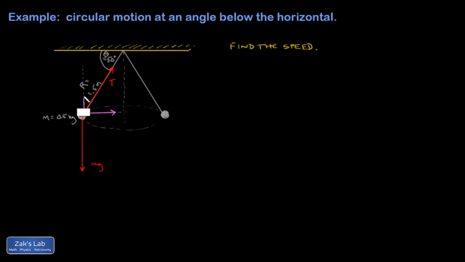So here they are, and I should point out that the angle down here is the same as the angle up here. So that's our same theta of 50 degrees. And then I could do a little bit of trig and write down that this is T cosine theta and this is T sine theta.